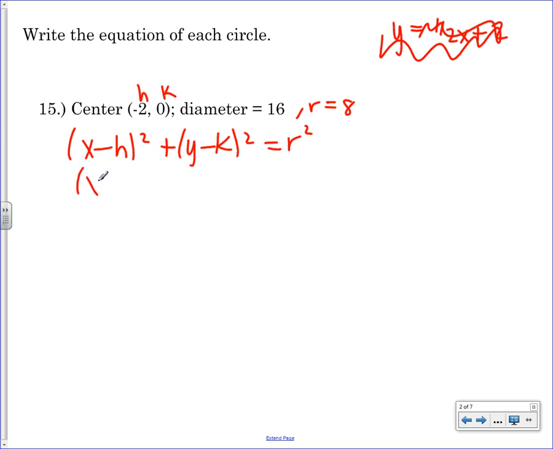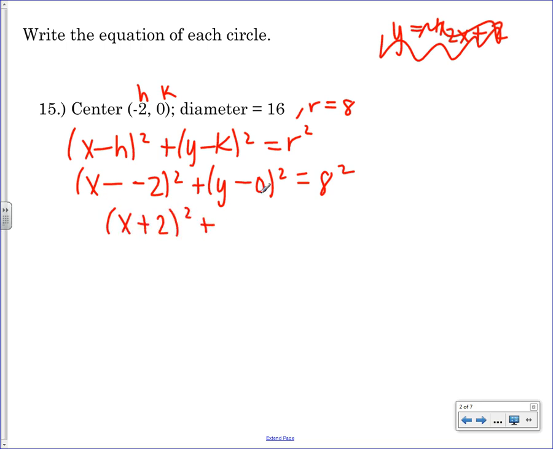If this says x minus, what was h? Negative 2 squared plus y minus, what's k? 0 squared equals r squared. All I've done is substitute. Is everybody okay with that? All right. Two negatives make a positive. X plus 2 squared plus y minus 0 is just y. So I'm going to go ahead and say y squared equals, what's 8 squared? 64. That's your final I'm done answer.